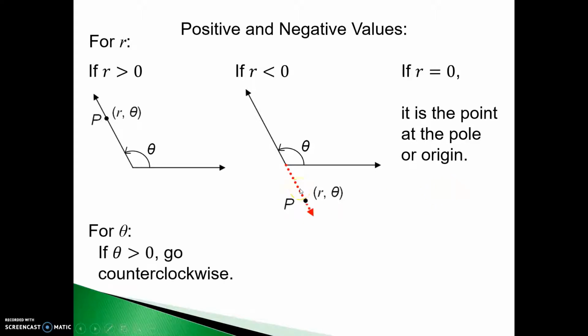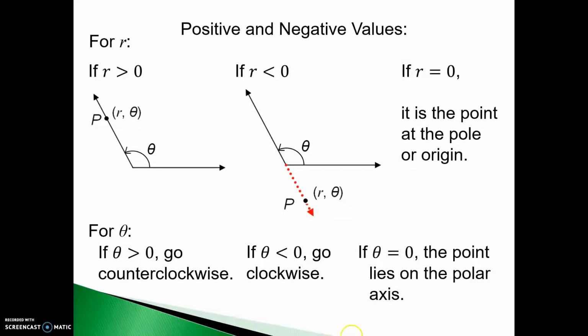If theta is greater than 0, then we're going to go counterclockwise, just like it's pictured on here. If it's less than 0, meaning that theta is negative, then we're going to go clockwise. And if theta is equal to 0, then that means that the point lies on the polar axis.